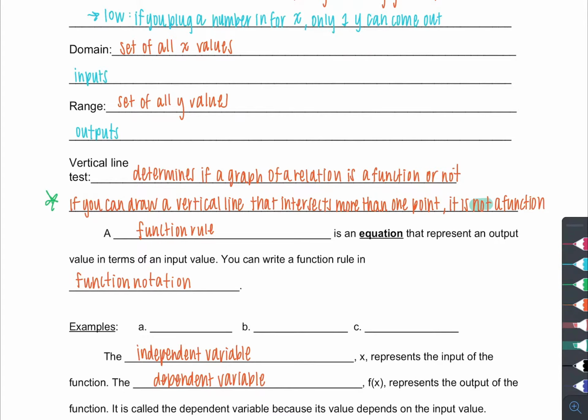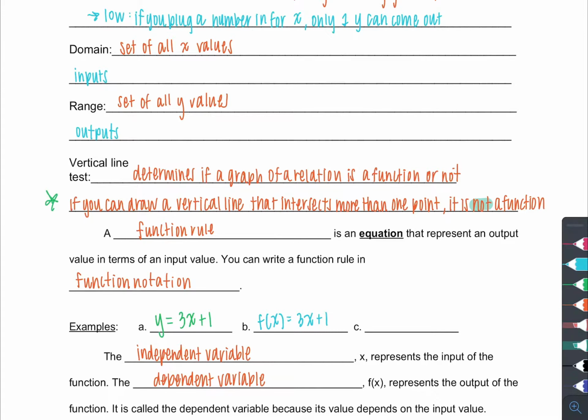All right, so a function rule is an equation that represents an output value in terms of the input. Sometimes we say y in terms of x, and you can put that in function notation. So here's a function rule. Let's actually do y first. We've got y equals 3x plus 1. That's a function rule as y in terms of x. We have f of x equals 3x plus 1.